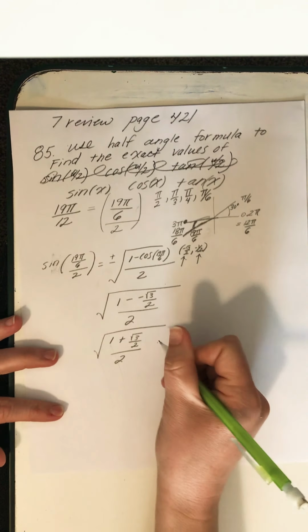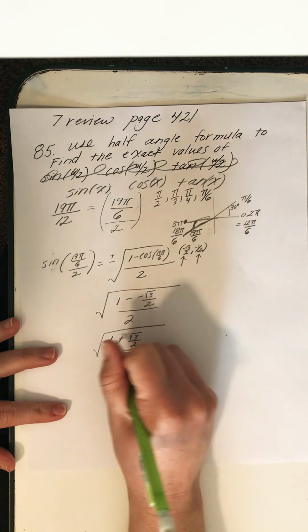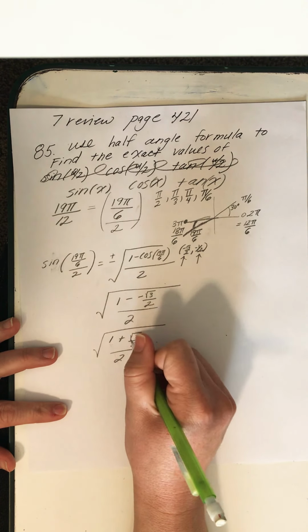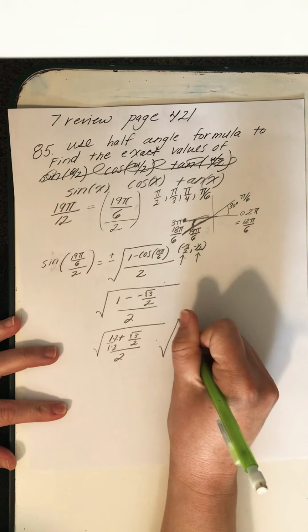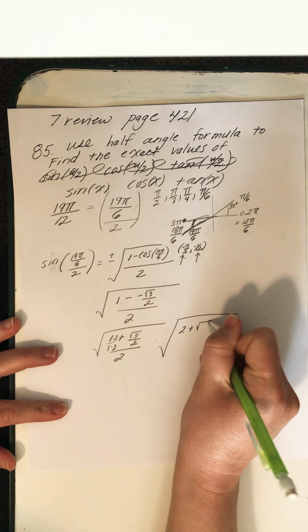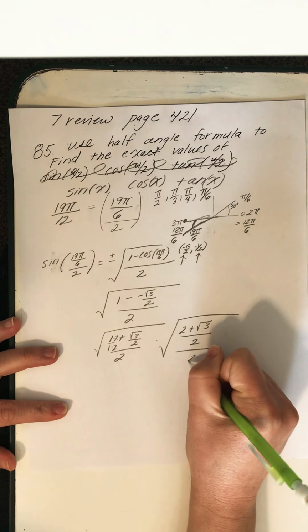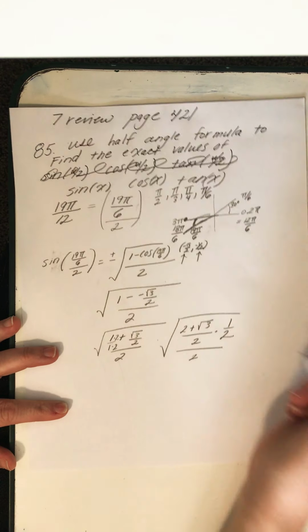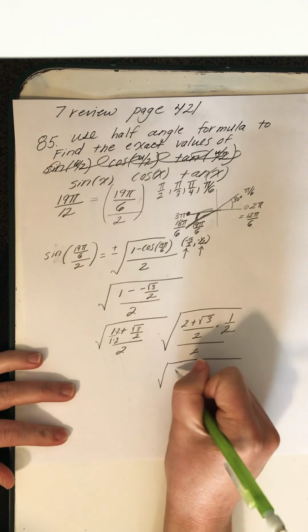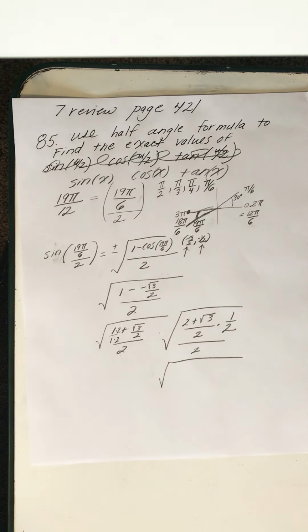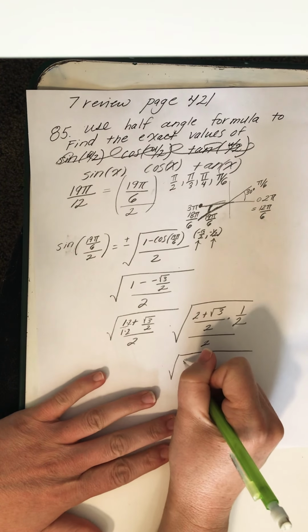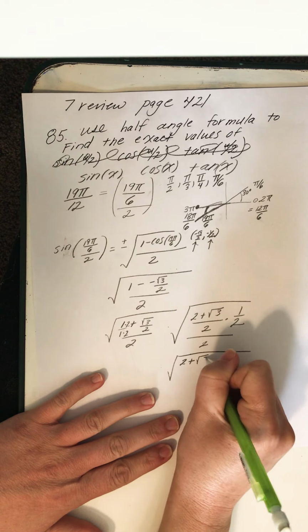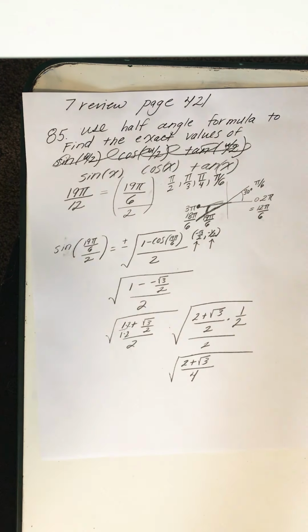Let's get a common denominator here. So if we were to get a common denominator, this would be over 1. We times by 2, times by 2. So we'd have the square root of 2 plus root 3 over 2, divided by 2. Flip and multiply. We would get the square root of, hopefully you can still see this in my video. Yep, we're doing good. So then we have the square root of 2 plus the square root of 3 all over 4, which now can be split up.